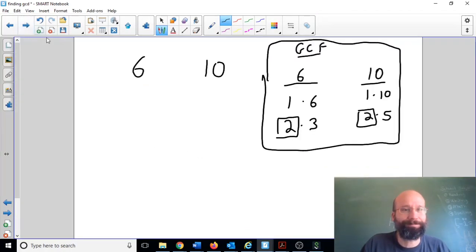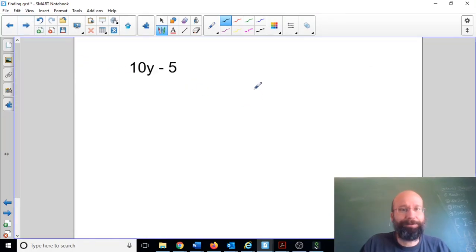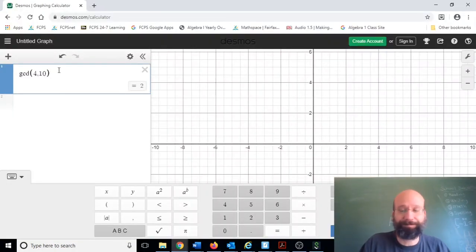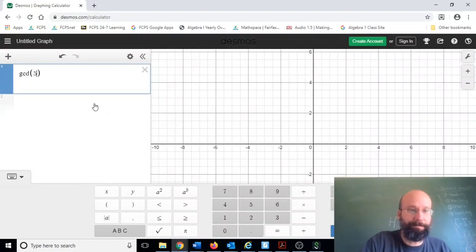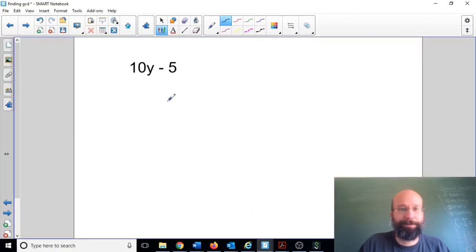Well, let's do another one. Let's do this one, 10y minus 5. So again, the very first thing we're going to do is look to see if these numbers, or coefficient in the case of the 10, have a GCF. So we're going to go to Desmos. We're going to put in 5, 10. And our GCF is 5. So we go back. The GCF of 10 and 5 is 5. Our GCF is 5, so we know we can pull out a 5.